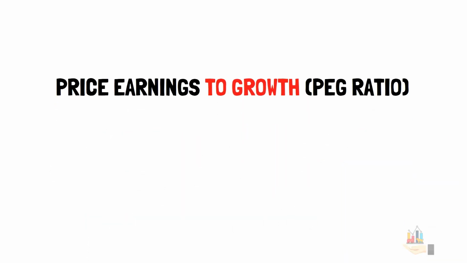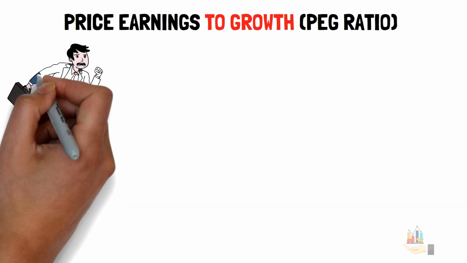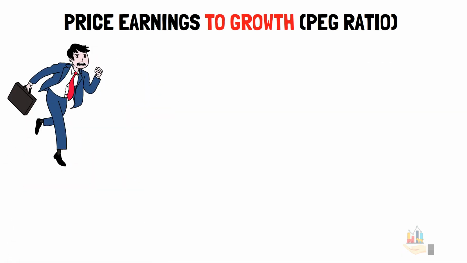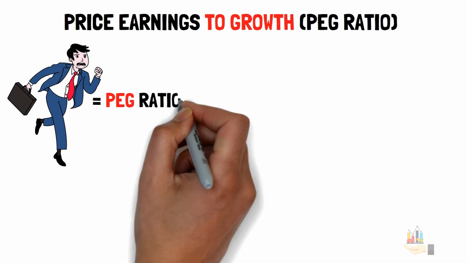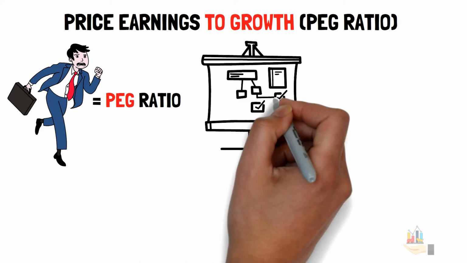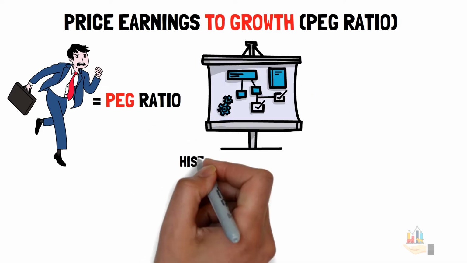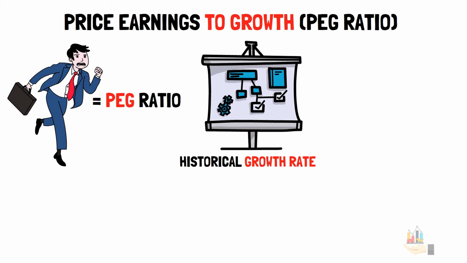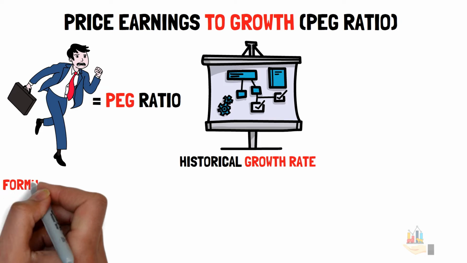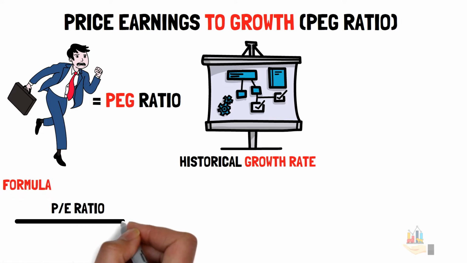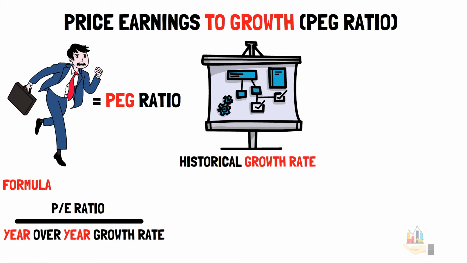The PEG ratio. Because the PE ratio isn't enough in and of itself, many investors use the price to earnings growth ratio. Instead of merely looking at the price and earnings, the PEG ratio incorporates the historical growth rate of the company's earnings. The PEG ratio is calculated by taking the PE ratio of a company and dividing it by the year-over-year growth rate of its earnings.